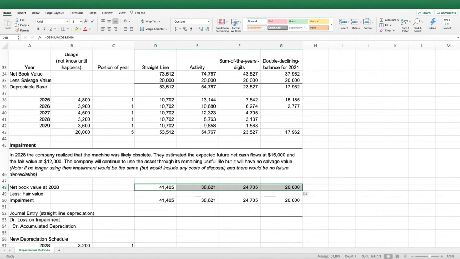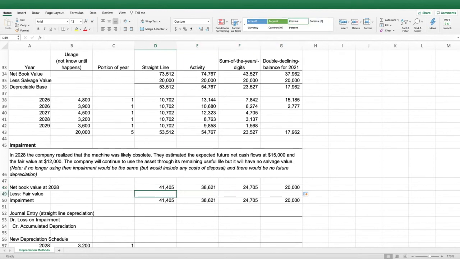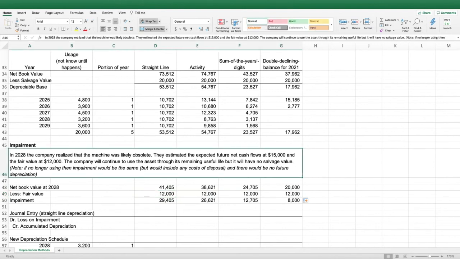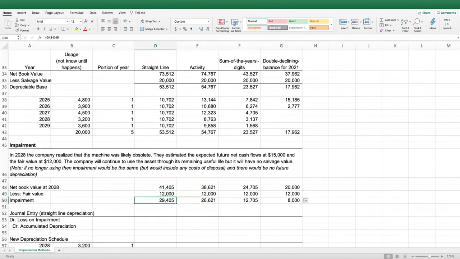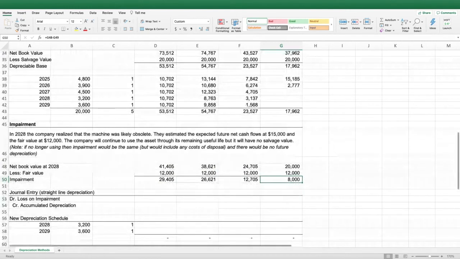But we know we have impairment because the expected future cash flows are lower than the net book value under all of our methods, regardless of how we were going to depreciate it. So our fair value is going to be $12,000, that doesn't change based on the depreciation method. It's always $12,000. We get that out of the problem, which means impairment is the difference between the net book value and the fair value. So impairment, if we were doing straight line, would be $29,405, 26, 12, 8, depending on which method of depreciation was being utilized.